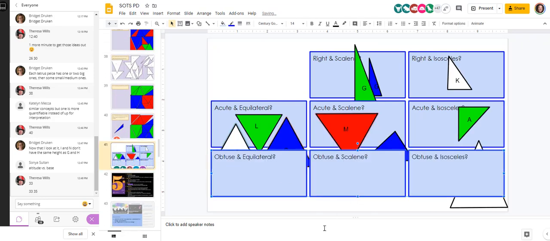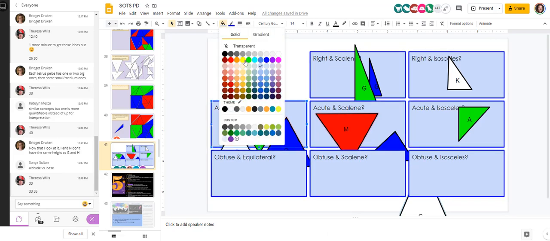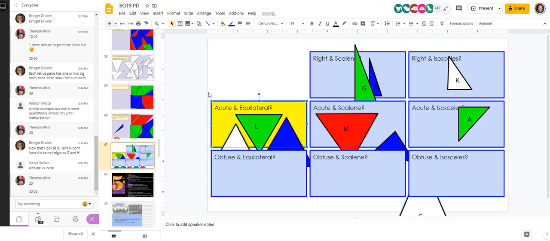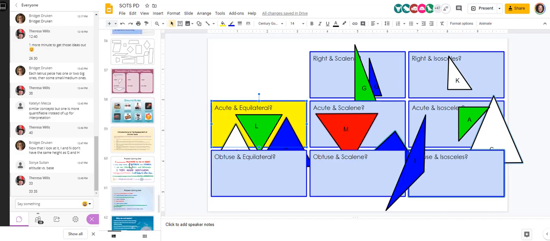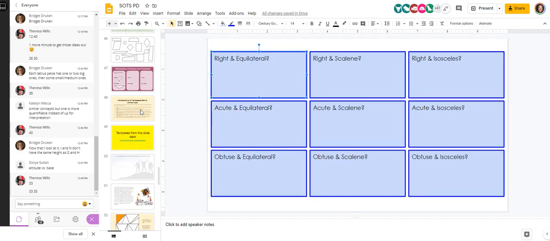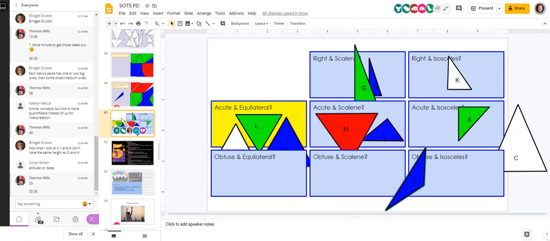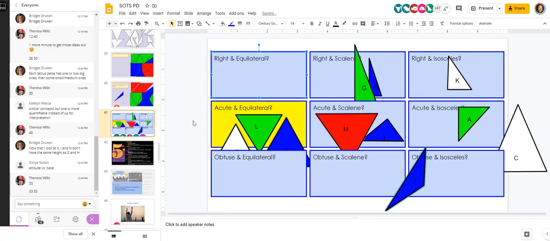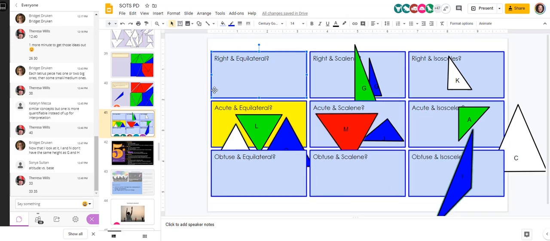Well, the angle measure is related to the lengths of the sides. So, for example, we can have an acute and equilateral triangle, but we can't have a right and an equilateral triangle because the 3 angles have to add up to 180. With a right angle triangle, you would have one angle being 90, and then the sum of the other 2 would have to be smaller than 90.